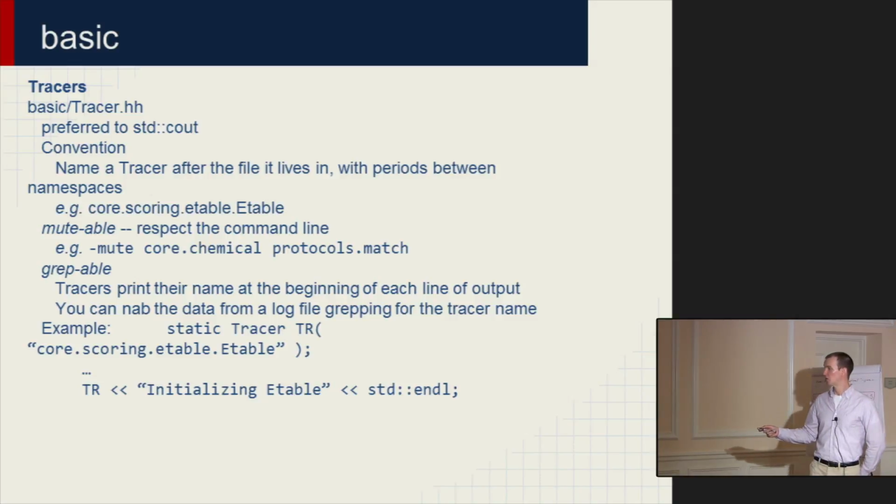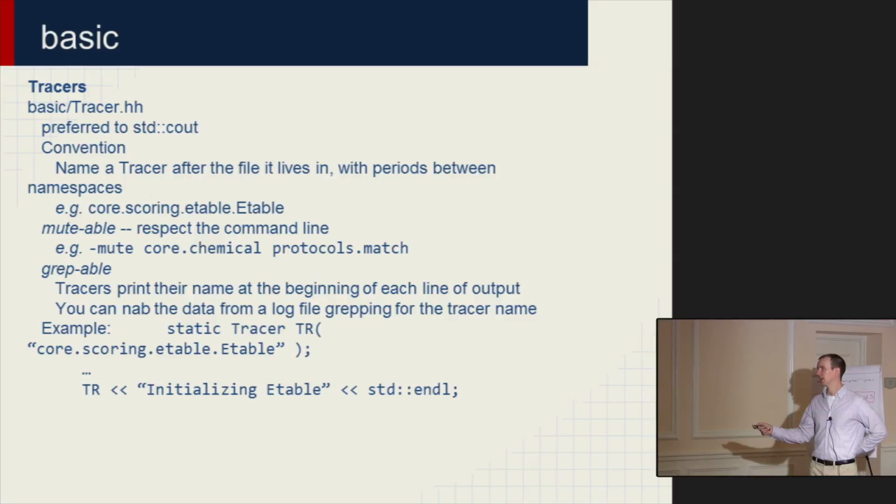The other nice functionality they provide is that they're mutable. That is, you can mute them. This word has another meaning if you don't have the dash in the middle of it. And you can do that with this flag, -mute, and so you can give it a list of a whole bunch of tracers to mute. So you can mute core.chemical or protocols.match.